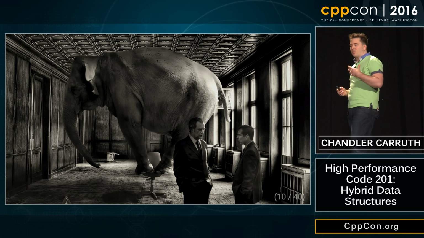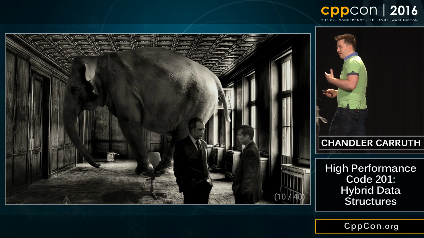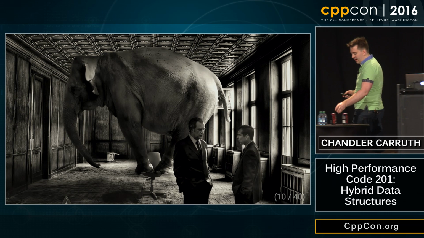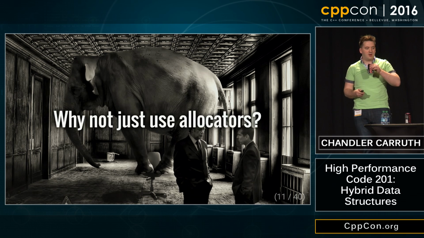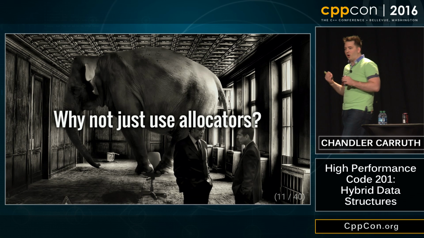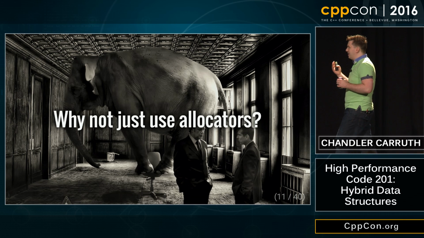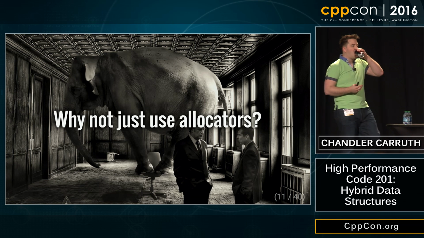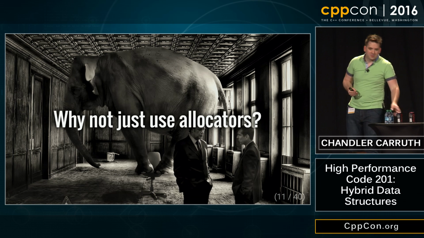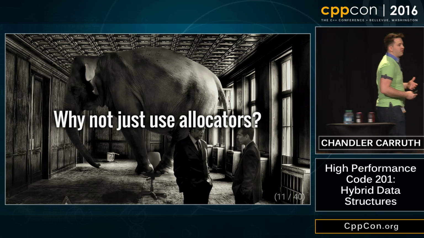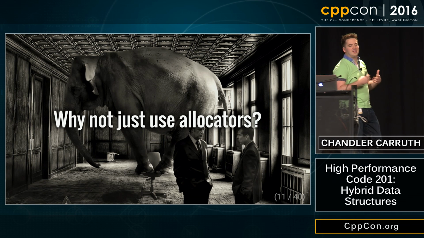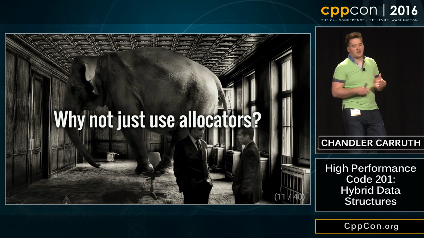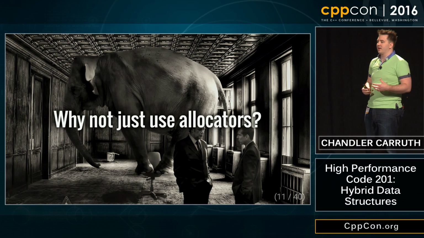Some people get really grumpy about these small size optimized containers. And when I say some people, I mean at least one person in the audience, because they tell me over and over again, I should be using an allocator for this. I don't need to build yet another container. So I want to actually talk about this so we understand why LLVM continues to actually use custom containers rather than allocators.